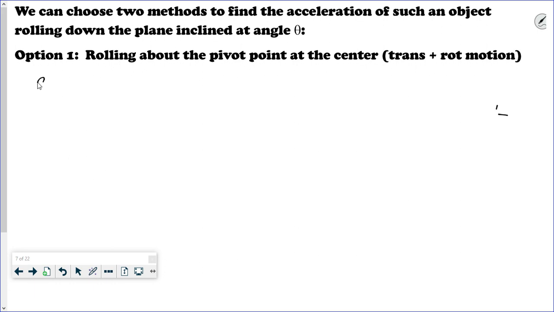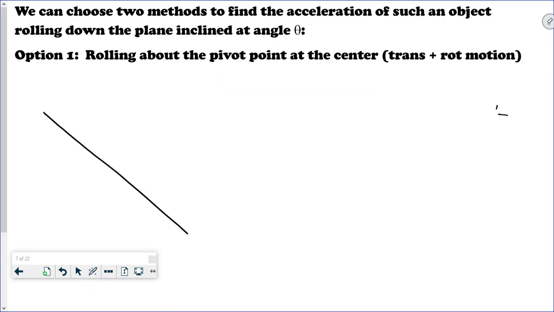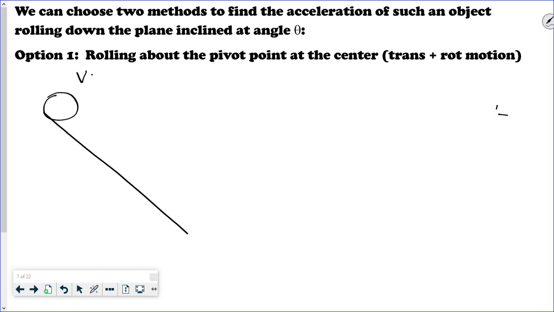Here's our inclined plane. Here's our object. Now, let's assume for simplicity that it starts at rest. It doesn't really matter, because once we find the acceleration, remember that on an inclined plane it's constant.